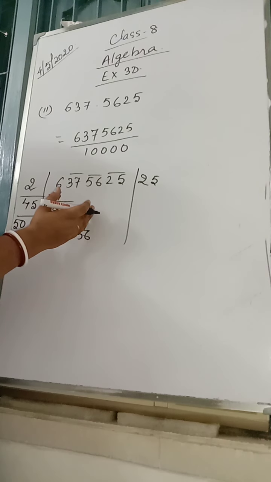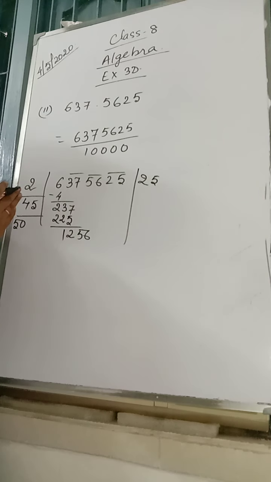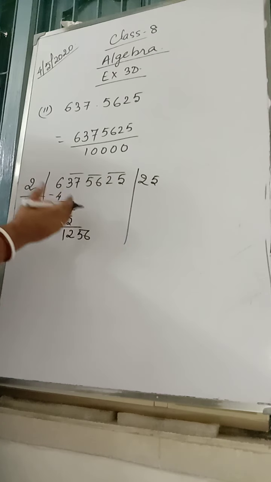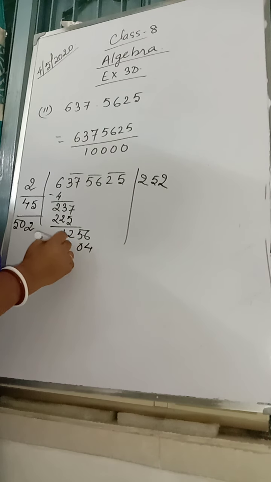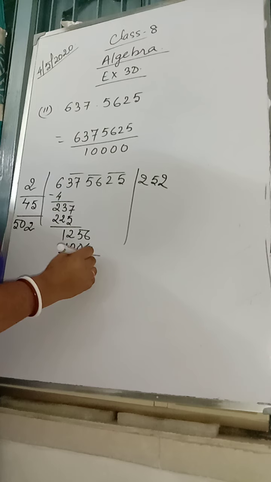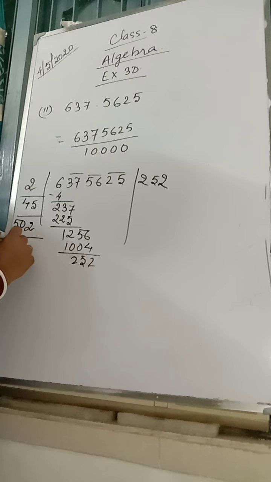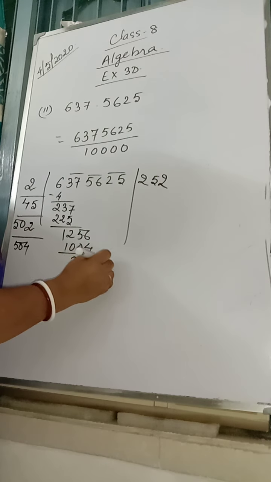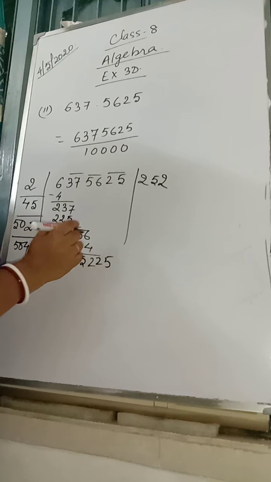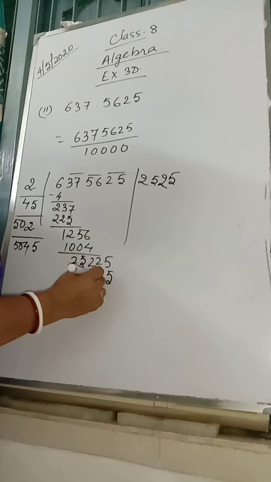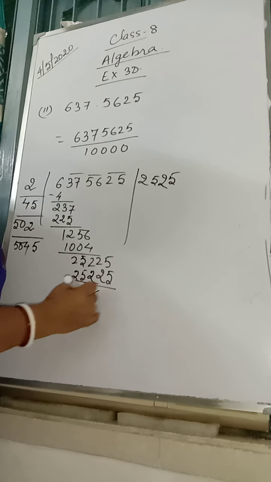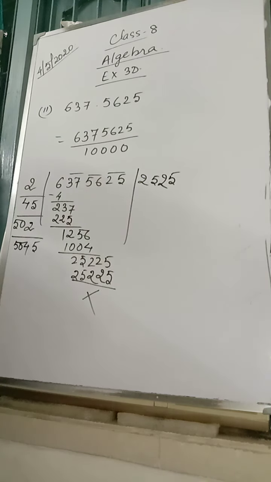Now hide one digit. 5 2s are 10. Place 2. 2 2s are 4. 5 2s are 10. 6 minus 4, 2. This gives you 504. Another 25 is coming down. Hide 2 digits, 3 digits. 5 5s are 25. Place 5. 5 5s are 25, 5 4s are 20 and 2, 22. 5 0s are 0. So we got the square root of 2525.